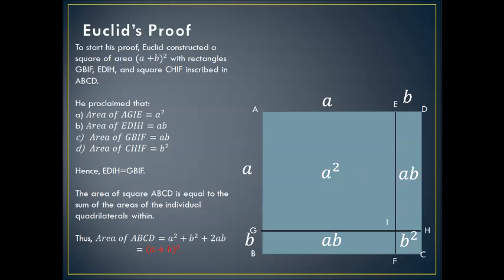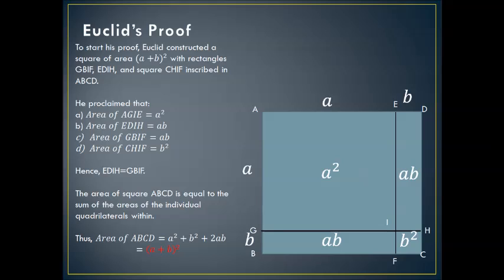To start his proof, Euclid constructed a square of area (a+b) squared, with rectangles GBIF, EDIH, and square CHIF inscribed in ABCD. He proclaimed that the area of AGIE was a squared, that the area of EDIH was ab, the area of GBIF was also ab, and that the area of CHIF was b squared. Hence, EDIH is equal to GBIF.